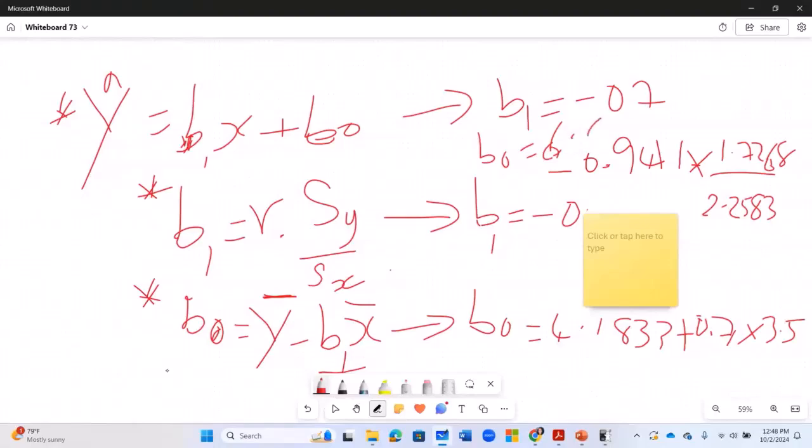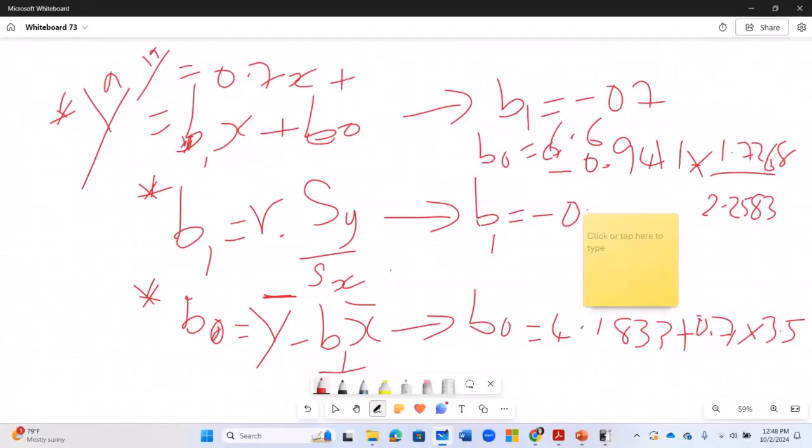So I'm now ready to write the predicted equation. The predicted equation, y hat, is equal to B1, and B1 is negative 0.7, times x plus B0.